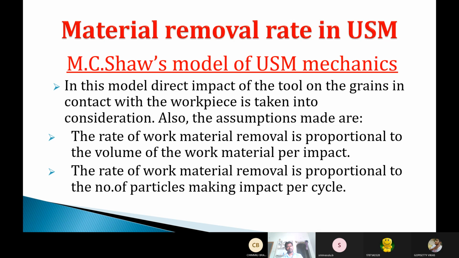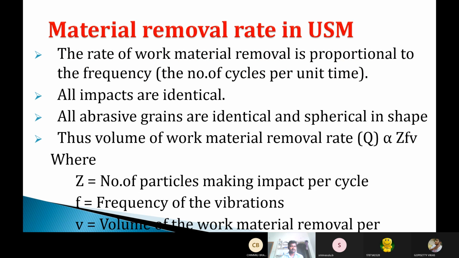Next, the rate of work material removal is proportional to the number of particles making impact per cycle. The rate of work material removal is proportional to the frequency, that is, the number of cycles per unit time. All impacts are identical. All abrasive grains are identical and spherical in shape. Thus the volume of work material removal rate Q is proportional to Z into F into V, where Z equals the number of particles making impact per cycle, F equals the frequency of the vibrations, and V equals the volume of the work material removed.